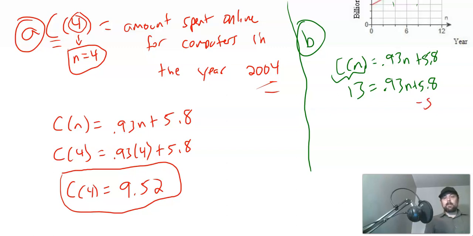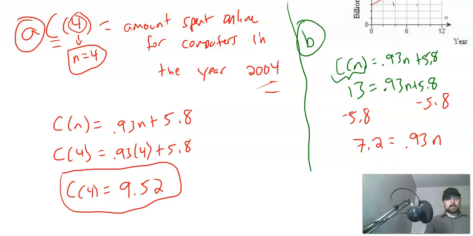So minus 5.8 from both sides. And so I use my calculator, 13. I should be able to do this in my head, but when I get to the end of these videos, I start to mentally fall apart and I can't do any even simple calculations. So I get 7.2, and then I divide by 0.93. And so I'll get a decimal number.